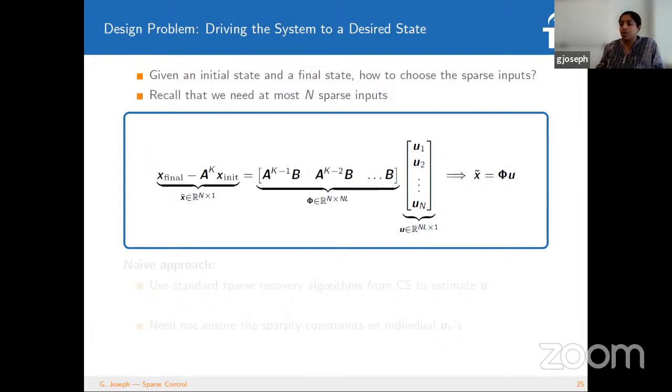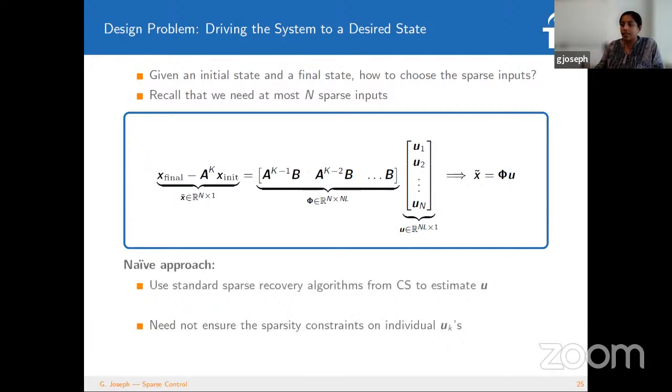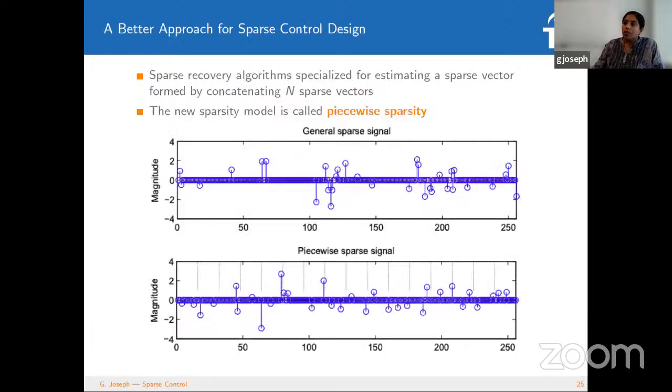One simple approach is to use the standard compressed sensing or sparse recovery algorithms. You can use something like Lasso or OMP or thresholded matching pursuit or sparse machine learning or any of your favorite compressed sensing algorithms to try to solve for u from x tilde and phi. But the problem is the standard compressed sensing algorithms will give you a sparse vector, but they do not ensure the sparsity of individual blocks. So the UKs may not be sparse. Whatever you obtain by your compressed sensing algorithms does not ensure the sparsity constraint on each of the input vectors. So what do we do? For that, we need to look at the structure more carefully.